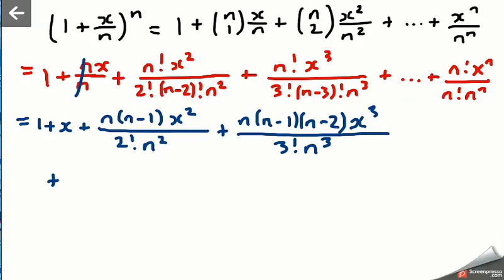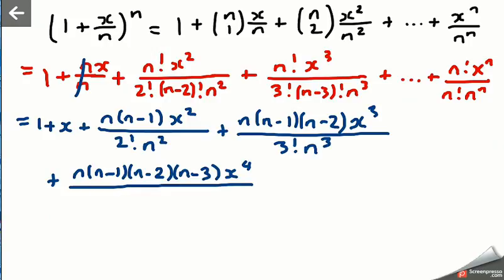So plus the fourth one, which again, I didn't write it here, but I'm going to do another one down here just to make it clearer. So plus n times n minus 1 times n minus 2 times n minus 3 x to the power of 4 divided by 4 factorial times n to the power of 4.